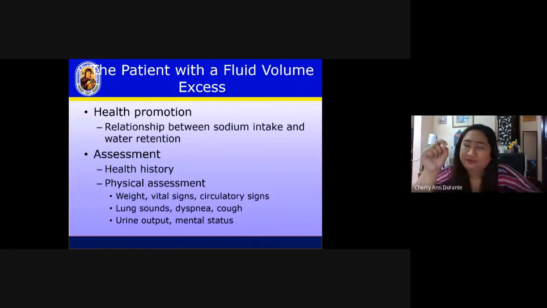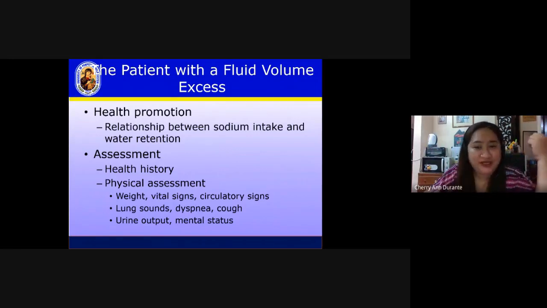Now, the heart compensates, no? So, the heart compensates for a while by pumping out the excess fluid volume, pero eventually, magdi-decrease yan kapag napagod na yan. Okay? And then you have your circulatory signs. Anong mga signs na meron kang fluid volume excess?